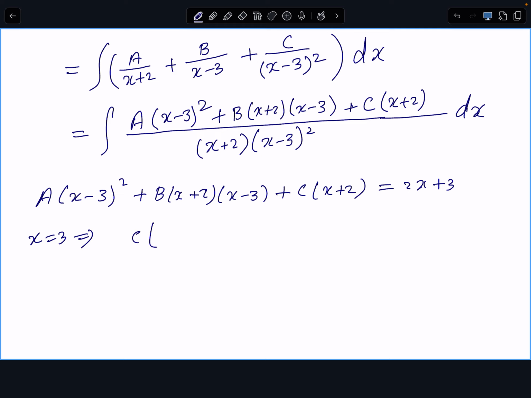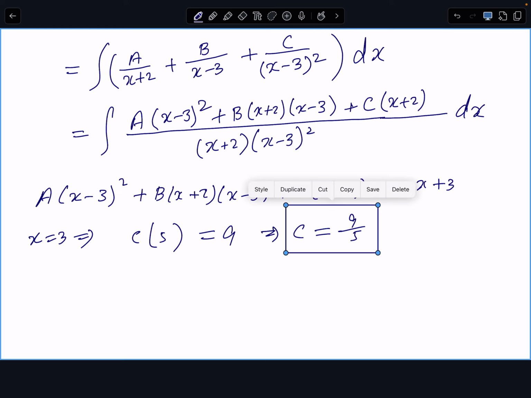3 plus 2 is 5. 2 times 3 is 6. 6 plus 3 is 9. So we can find C being equal to 9 over 5. Let me box this one. Okay. C, we found it.